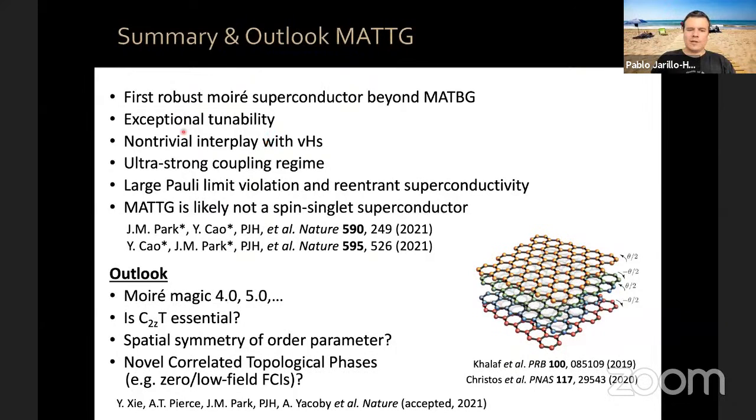Okay? There's large Pauli limit violation and reentrant superconductivity, which means that magic angle twisted trilayer graphene is very likely not a spin singlet superconductor. Okay, you can look at the details of all of this in these two papers.